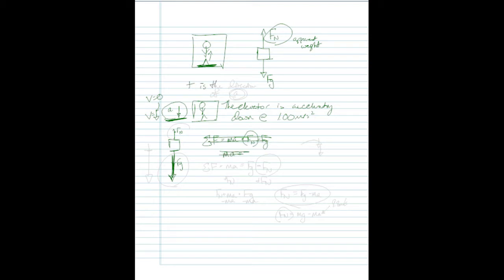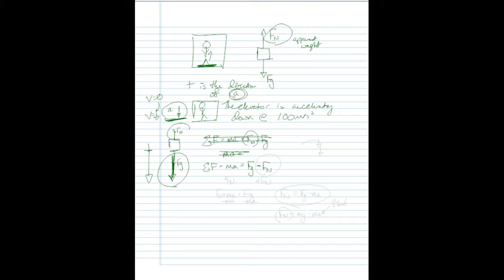Positive is the direction of acceleration. Whatever direction the object is accelerating, we're going to say is positive. That's just going to help us understand this a little bit better. Sum of all forces equals ma. If we're accelerating down, then down is positive. So my Fg is going to be my positive force. If Fg is positive, then Fn is negative.